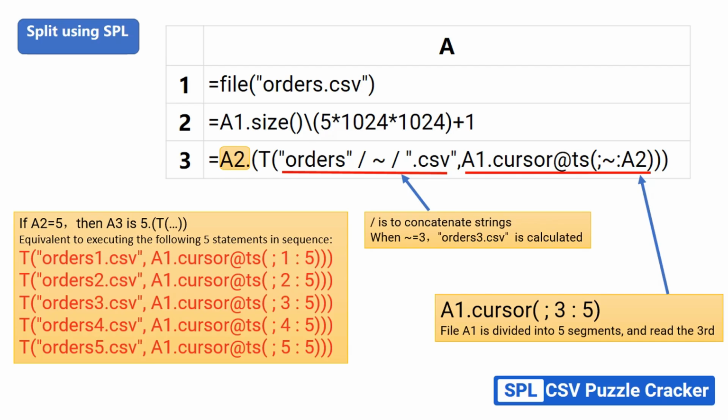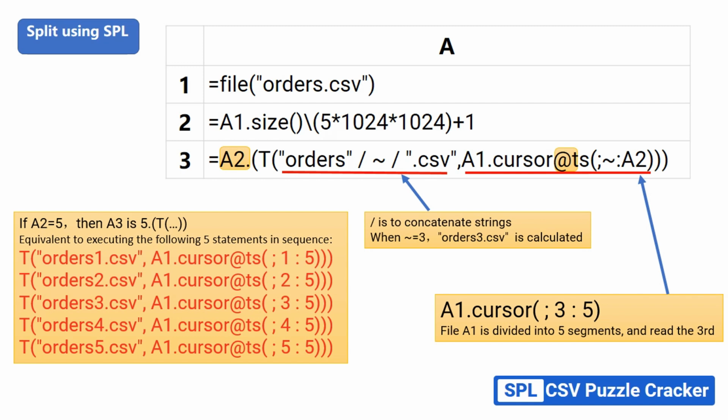Cursor can also read data in segments. When the parameter after the semicolon is 3:5, it means that the large file will be divided into 5 segments, and it will get the third segment. SPL's segmentation ensures row integrity, and does not split the row of data into 2 segments. The @T option indicates that this large file has a title.